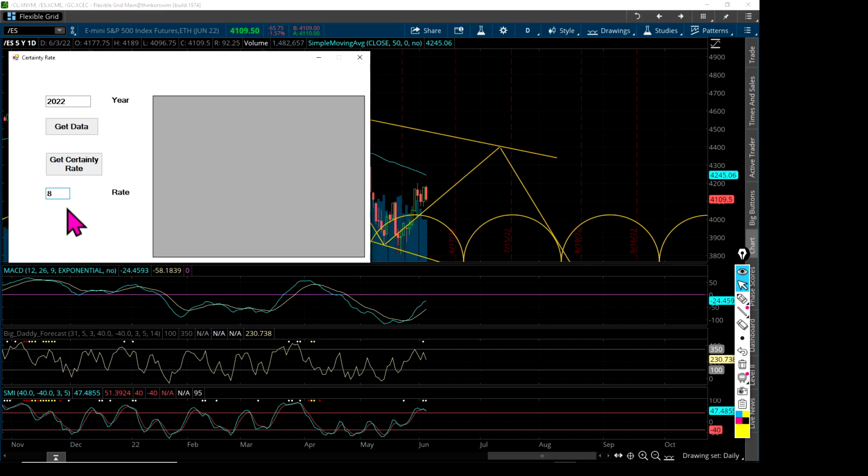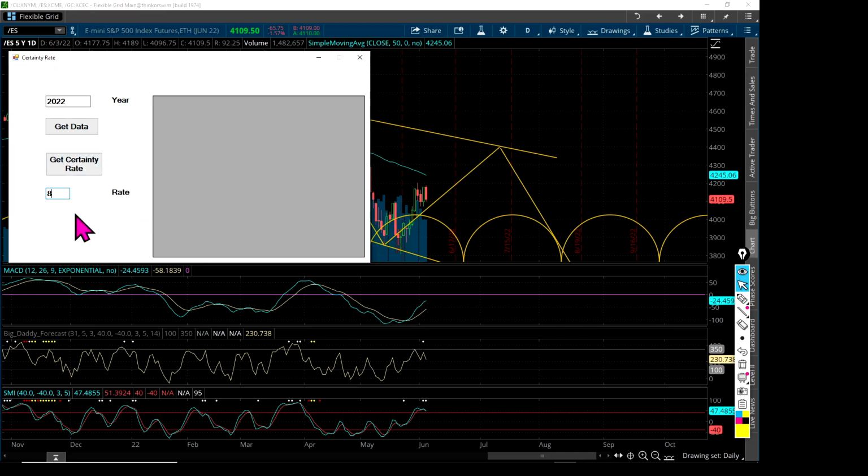The lower the number, the more frequent we're going to see data, but the more diluted the data would become, and it might become practically meaningless. The higher the number, the better hits we're going to get, and I'll talk about what I mean by that, or the better the certainty rate. The more reliable that certainty rate is going to be.